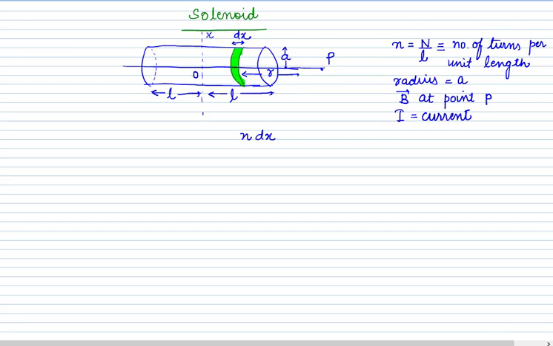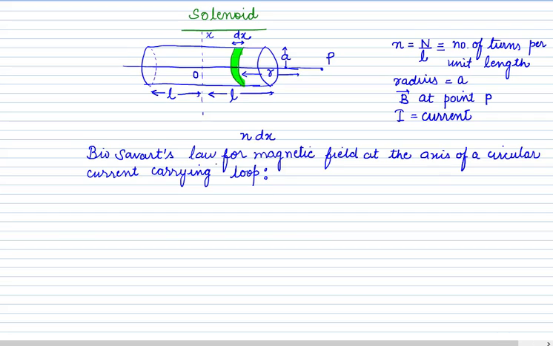Now we want to calculate the magnetic field at any point P due to this segment dx. For this, we have to use the Biot-Savart law. This is a cross section of thickness dx of the solenoid, and this is a cylinder. If you take a cross section of the cylinder, that is always a circle, so this will act like a circular loop, and this will be the axis of the circular loop. So we can use the Biot-Savart law for the magnetic field on the axis of a circular current-carrying loop.